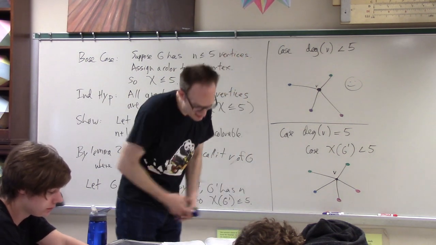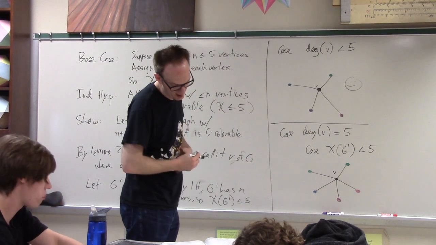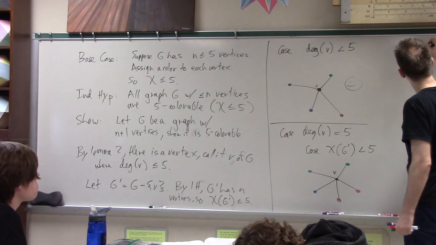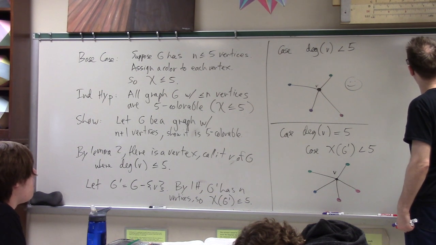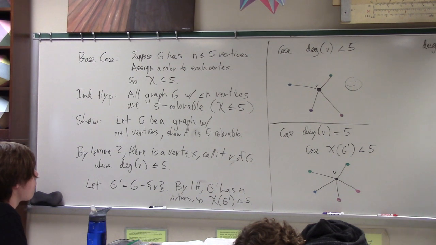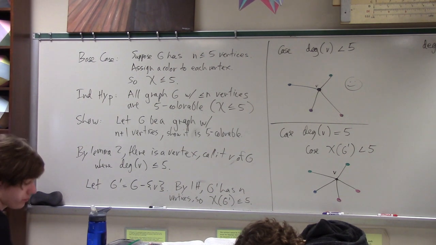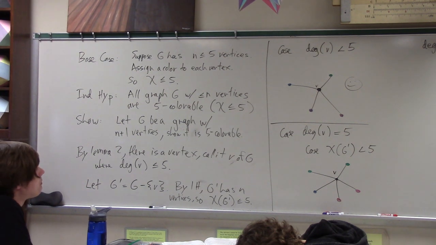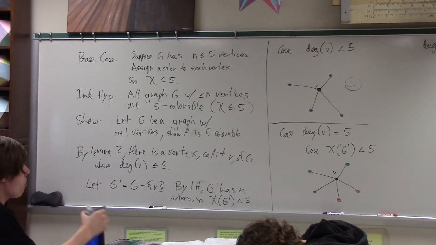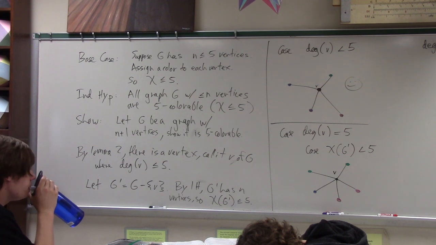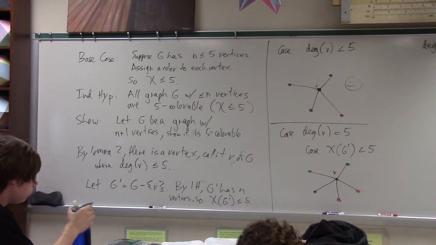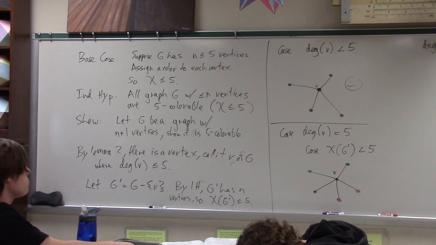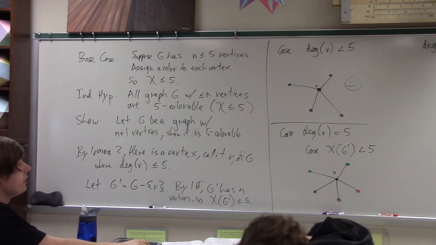So really, the only part of this proof that requires actual effort is if the degree of V is 5 and chi of G prime is 5. In other words, 5 colors are required to color the subgraph G prime, and also the vertex that's guaranteed to have degree less than or equal to 5 actually has degree 5. This is the hard case. Can I get some vigorous head nods that this is the case that's hard?